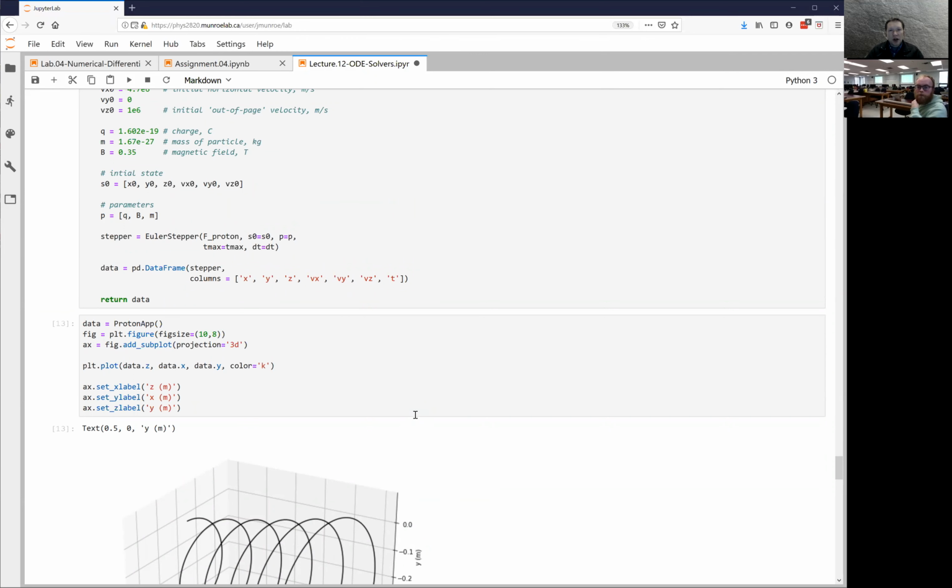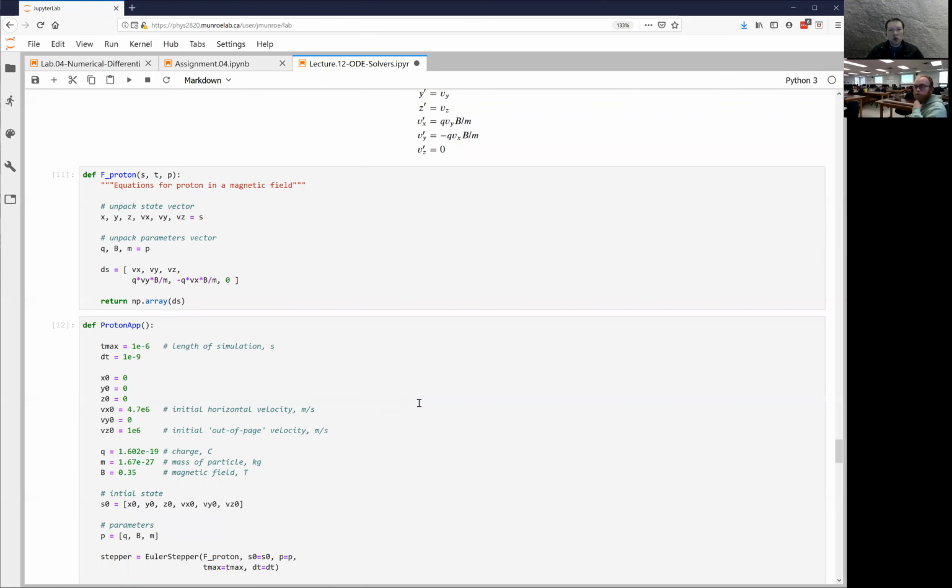the order of the variables is critically important. As you're writing these things, when we actually go to implement fproton, I'm assuming that the order of the variables is always x, comma, y, comma, z, comma, vx, comma, vy, comma, vz. That means that whenever I unpack it or pack it, I have to respect that order.